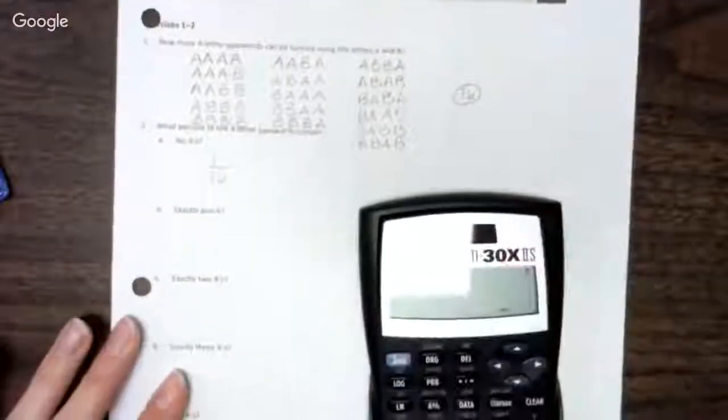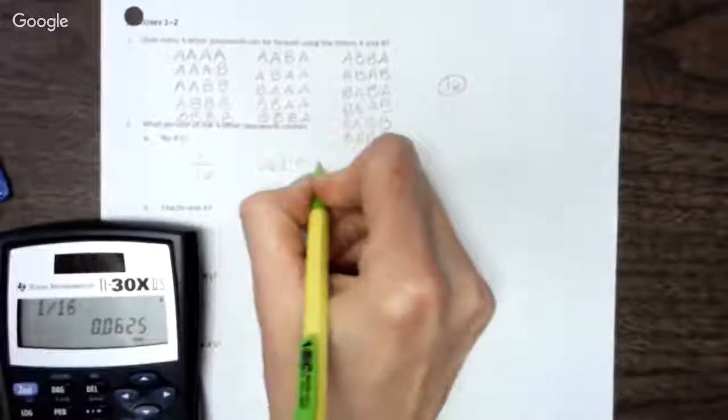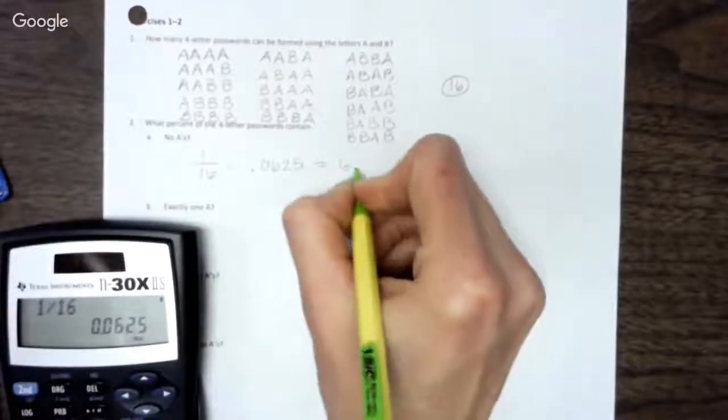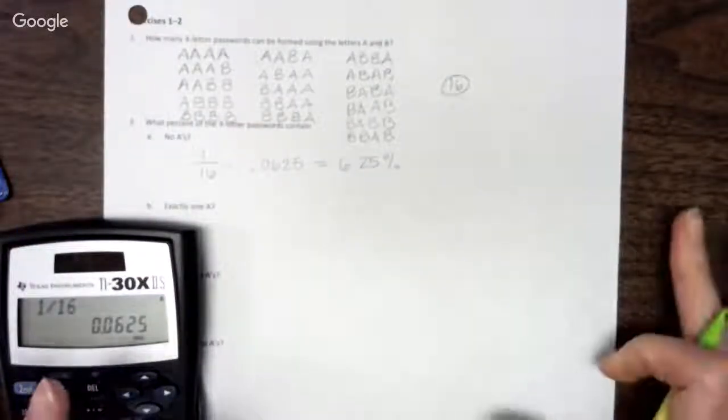So I'm going to take my calculator. I'm going to do 1 divided by 16, which is 0.0625. And remember, move it over twice, 6.25%. I want you to finish the rest of this page on your own and then hit play when you're done. Check those answers.